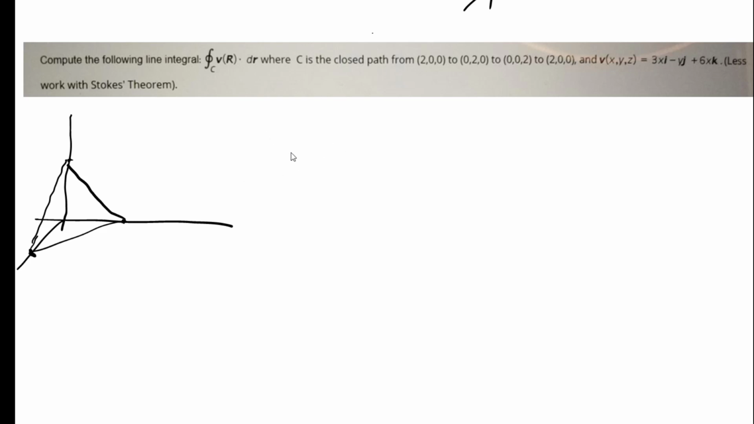So let's just say what is this with Stokes? With Stokes' theorem, this line integral, because we're integrating along a closed curve, becomes the curl of v dot dS. Right?